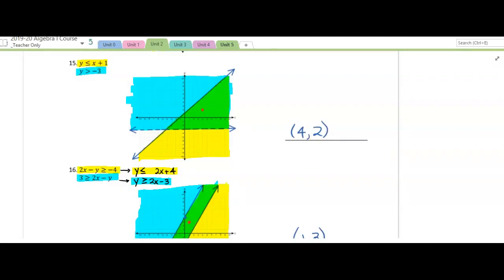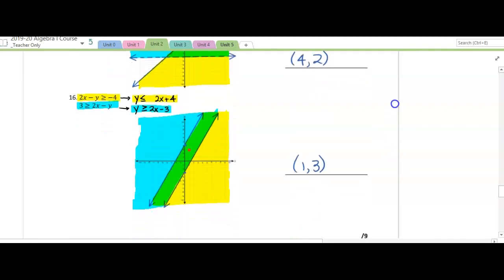All right, for example 15, hopefully you got a graph that matches my picture. The point that you chose will vary, but as long as your point is in my same green region, it will be correct. Number 16 was challenging because before we could graph them, we had to get them into slope-intercept form. So I had to solve for y.